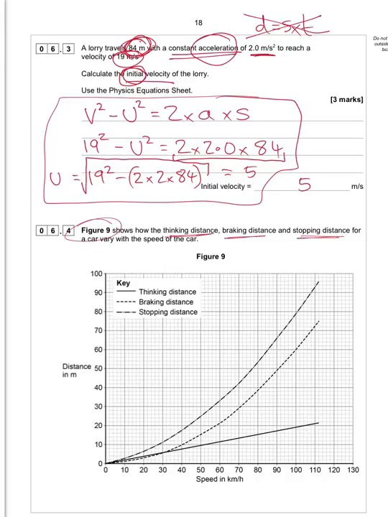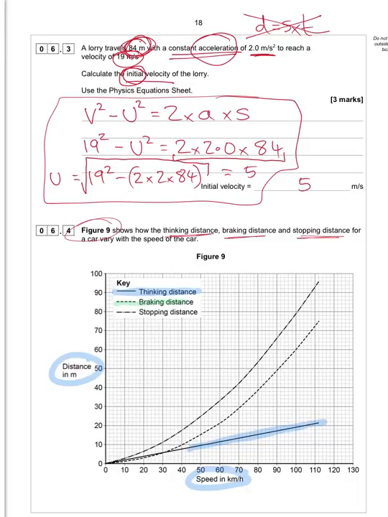Now on the next page you are going to be asked to describe the relationship shown in figure 9. You should include factors that would affect the gradient of the lines. So I'm just going to talk about these lines quickly before I move on to the next page. So this one here, okay, is a straight line and is the thinking distance, and it is quite clear that that is a straight line with an increasing gradient, suggesting that speed and distance are directly proportional for thinking distance, so we're going to mention that in our answer.